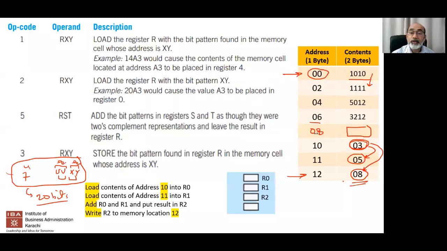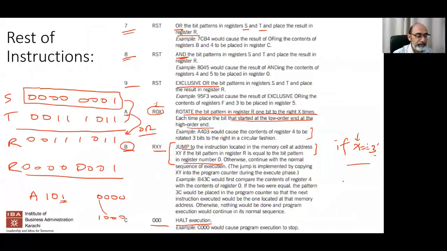Okay, so you obviously need to have an instruction which is 000, which simply halts the execution. Okay, it will just freeze the computer and you could start doing some other instruction.